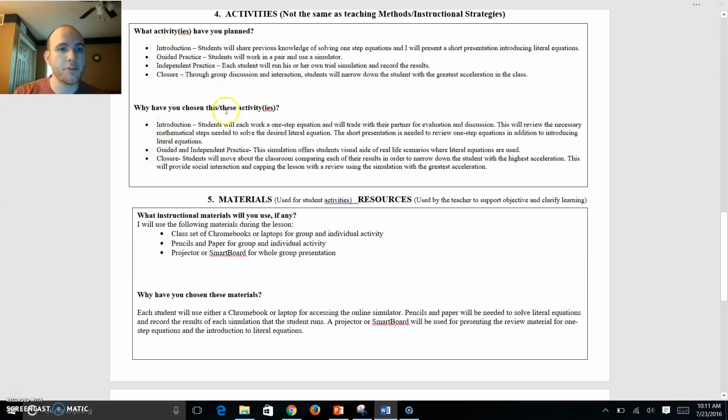these activities for the introduction, I want students to pair up with their partner and solve a one-step equation. That's the previous knowledge that they need to retrieve in order to move forward with the literal equations. So they can solve a one-step equation, give it to their partner for check and assessment, and see if their partner agrees. If not, they can figure out what went wrong. And once we have a quick review over that, we'll go into introducing literal equations.